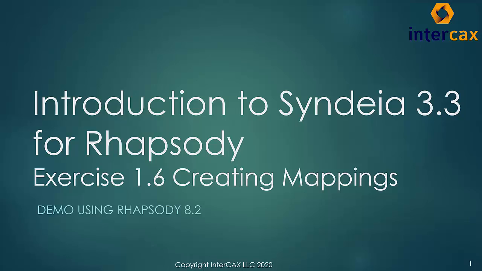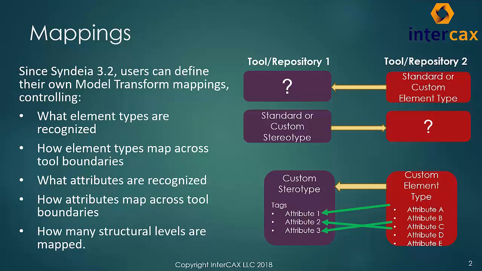Starting with version 3.2, Intercax introduced a powerful new feature for Syndeia, user customizable mappings. Anytime we carry out a model transform between two different repositories or modeling tools with different artifact and relationship types, we require a mapping, a set of rules that determines what a concept in one domain becomes when it is pulled into the second, and how and whether concept attributes and substructure are carried across.